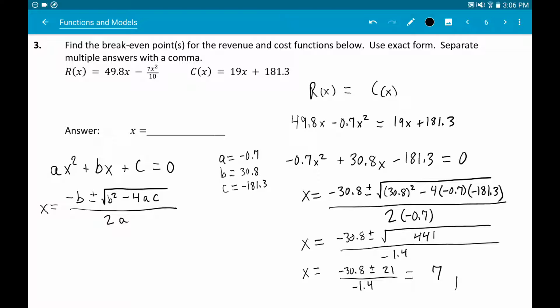And then we need to do the minus. So negative 30.8 minus 21, take that divided by negative 1.4, and I get 37. So I have two break-even points, 7 and 37. It says up here in the directions, just separate multiple answers with a comma. So 7 comma 37. If you answer 37 comma 7 on Hawks, it will accept that too. It doesn't matter what order they're in. So we actually have 2 break-even points on this problem.